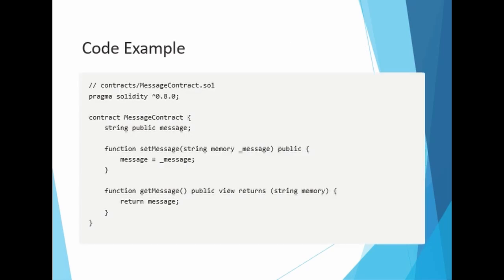Here is a contract you can use as an example. It basically allows you to store a string message and retrieve it. The set message function updates the message, whereas the get message function returns the current message.